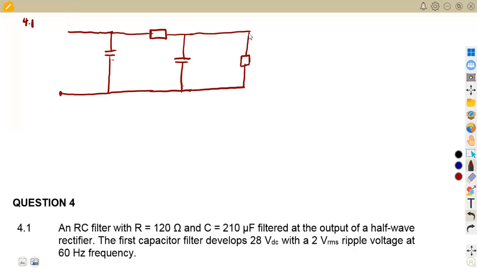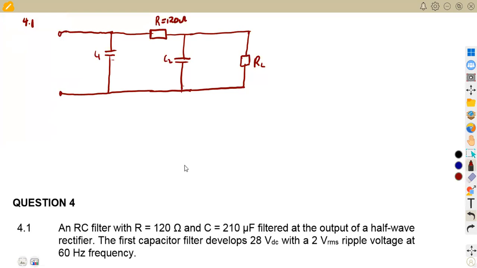I'm just going to show you this part again. So this is what you're going to be working with, whereby this is our load resistor. We've got the second capacitor, the first capacitor, and our resistor in this case. And this is where we have the output from the rectifier, so it's our input here. We are given the resistance here of 120 ohms.